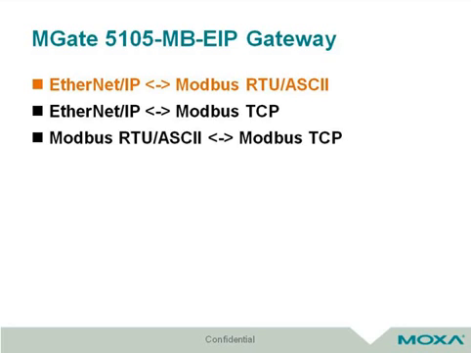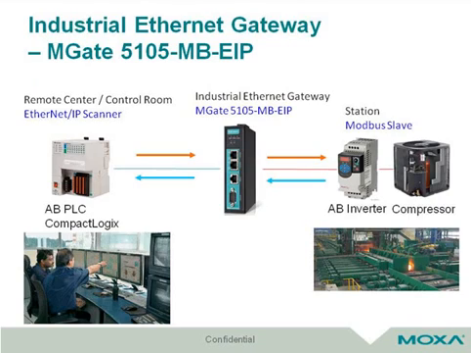Although there are lots of solutions for the product, the most common usage is Ethernet IP to Modbus RTU and ASCII. So, in the following slides, we will take the common usage as an example. MGate 5105 was designed for a network with the Ethernet IP scanner device in the control room and a Modbus slave device at the remote site. An EIP device can, via MGate 5105, read or write data from or to the Modbus slave.